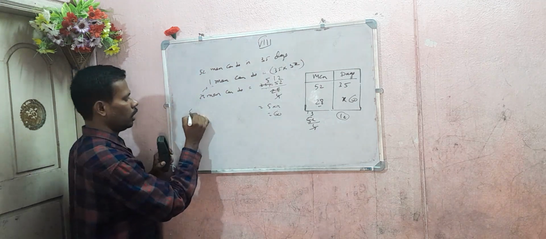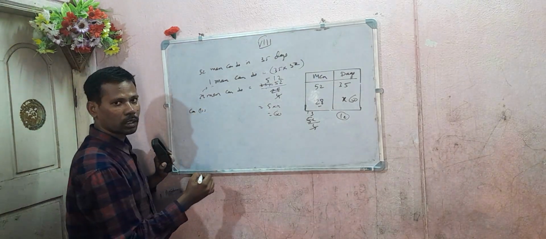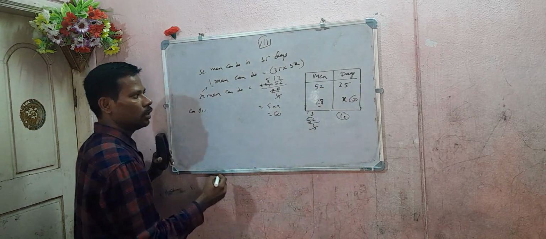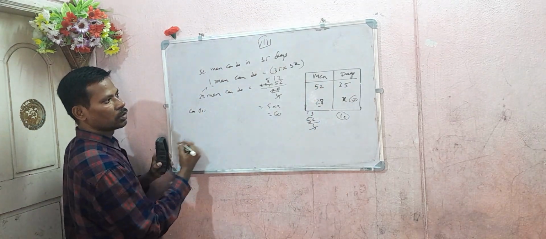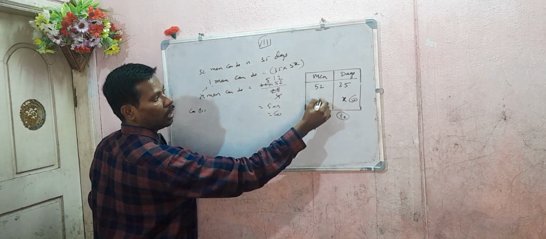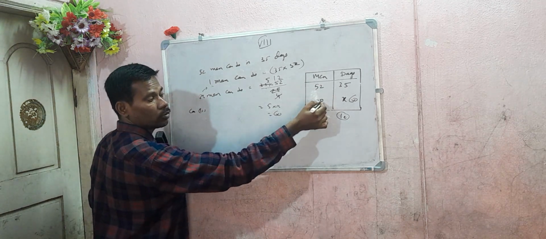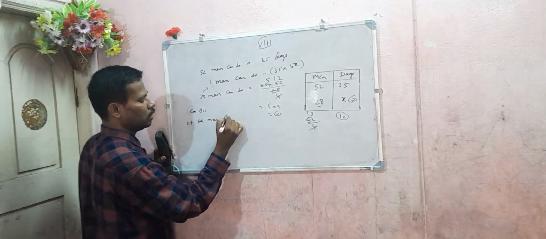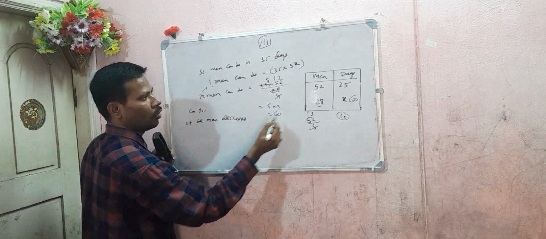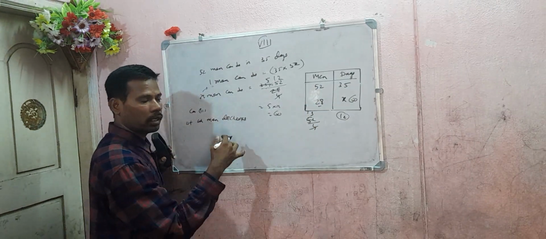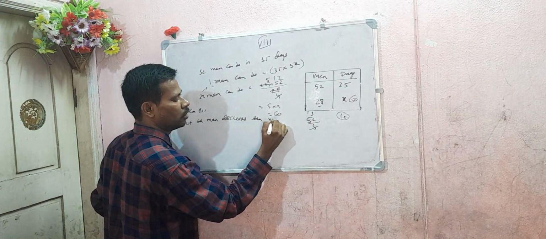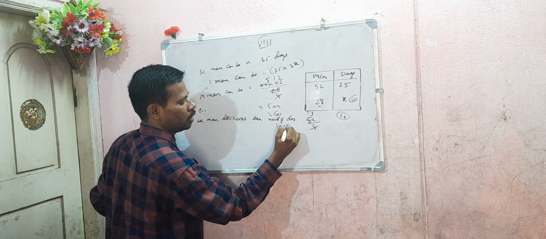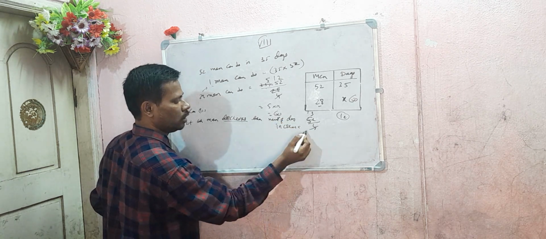So now I will do it in a different method. Case 2. You have to write here. Men are decreasing, no? 58 to 52 to 28. If the men decrease, what can we say about the days? If the men decrease, then the number of days increases. See the words decrease, increase.